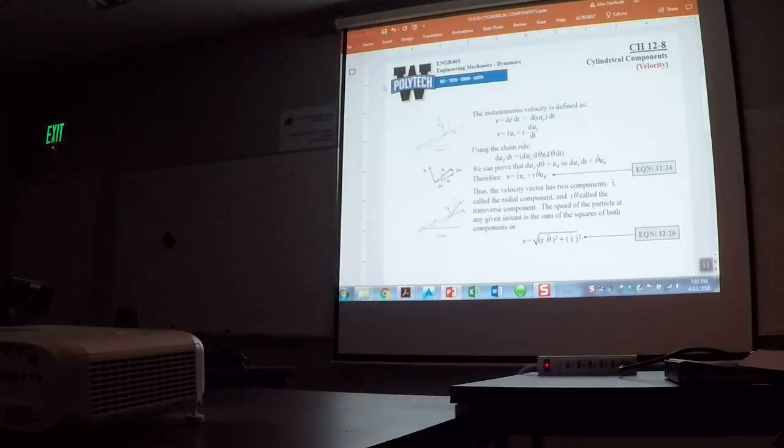Just looking at our PowerPoint for the velocity components, this is not going to help. Let's see. That is our cylindrical components in terms of velocity.